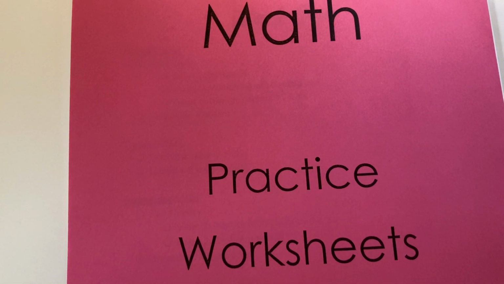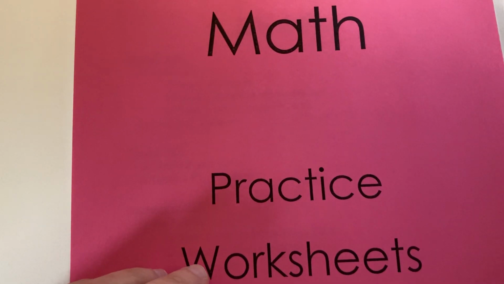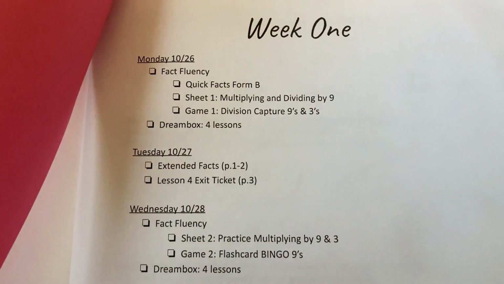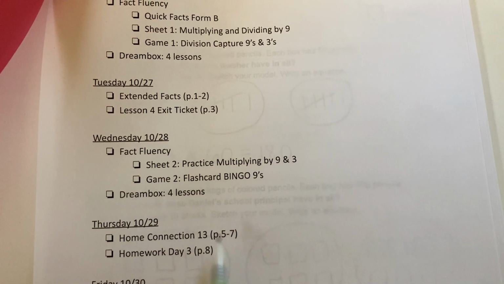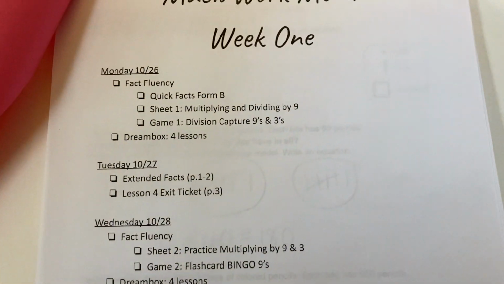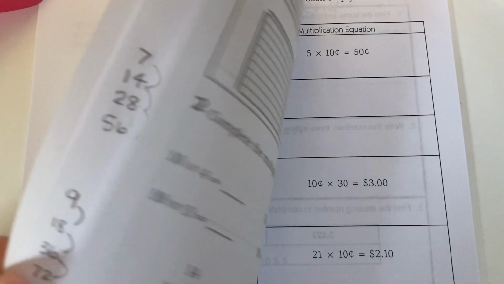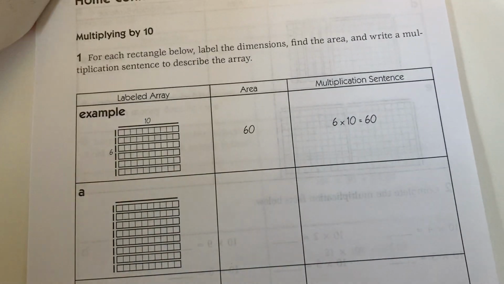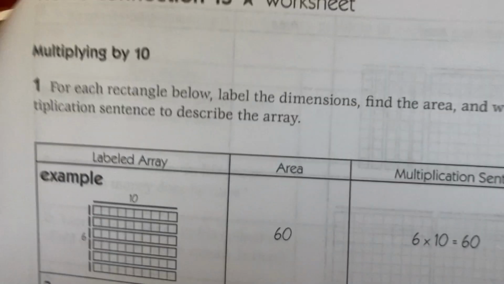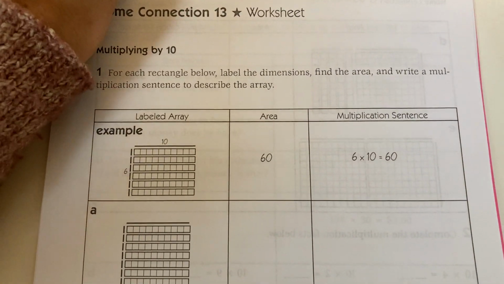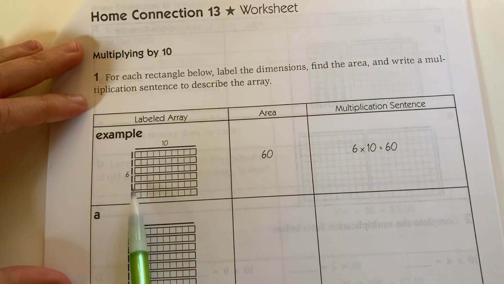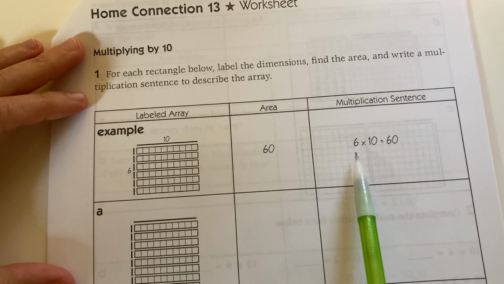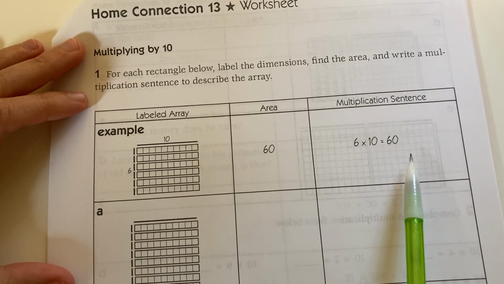Here I am in my math practice worksheets packet, and I'm going to show you how to do Home Connection 13, pages 5 through 7. This is the Thursday assignment on week 1. It starts right here. We're going to practice with multiplying by 10. For each rectangle below, label the dimensions, find the area, and write a multiplication sentence to describe the array.